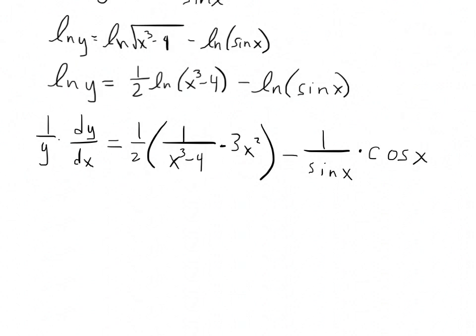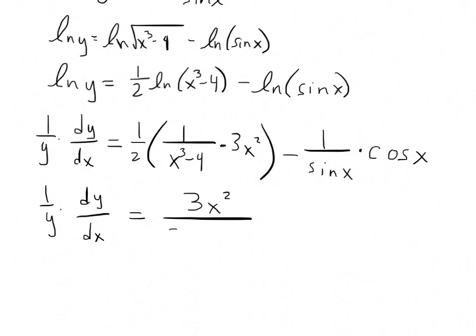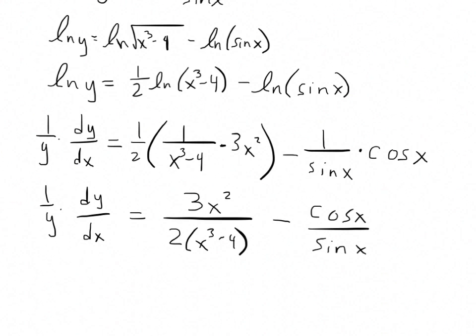Now all I need to do is simplify that a little bit and then find dy dx. Right? So let's see. I'm going to leave this over here just while I simplify the right side. This will be equal to 3x squared over 2 times x cubed minus 4 minus cosine x over sine x. I could get a common denominator here, but it's not looking very pretty, so I'm going to skip that. Although I will mention cosine x over sine x, that's cotangent, so I'm going to do that in the next step.